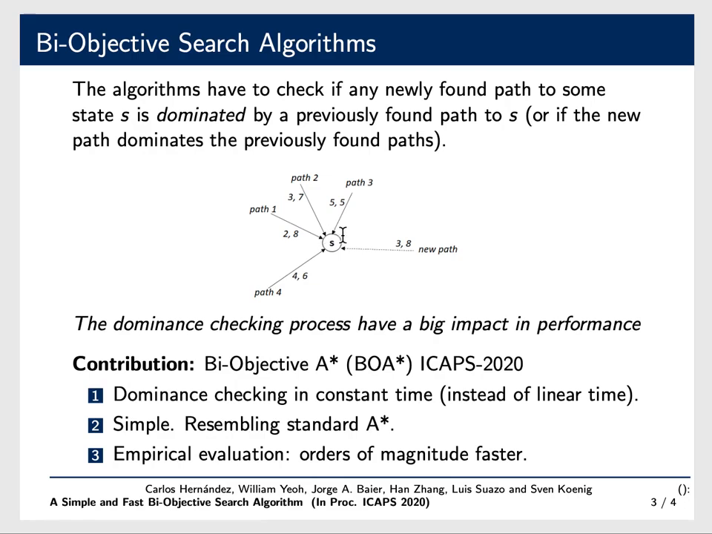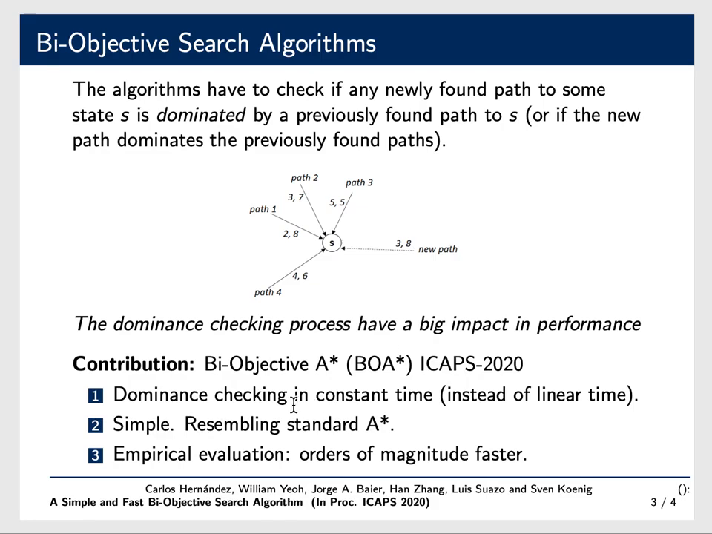So for example, when we find a state during the search that has been found before by another path, we need to check whether the new path that we have found dominates the other one, or whether the new path is non-dominated by the paths that have been found before. This kind of check we do in constant time, whereas other algorithms would require linear time to make it. Also, when we have found another solution, we need to check that the new solution is not dominated by solutions that have been found before. Such a check is also carried out in constant time by our algorithm.